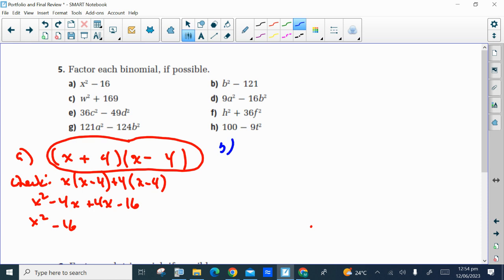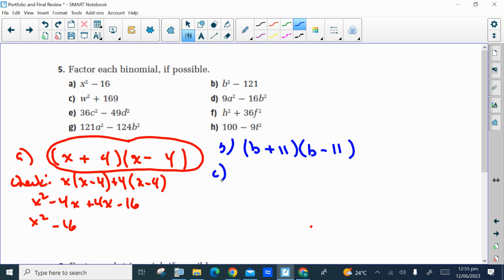Question B is difference of squares, because the square root of b squared is b, and the square root of 121 is 11. One's a plus, one's a minus. It's done. You can check by multiplying, but it'll work. The last terms multiply to get negative 121 because you have a positive 11 times a negative 11.